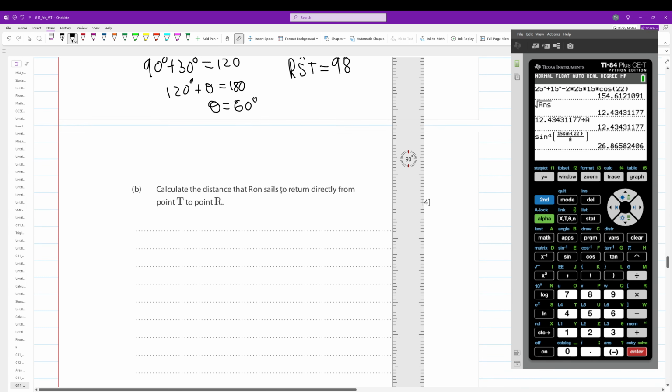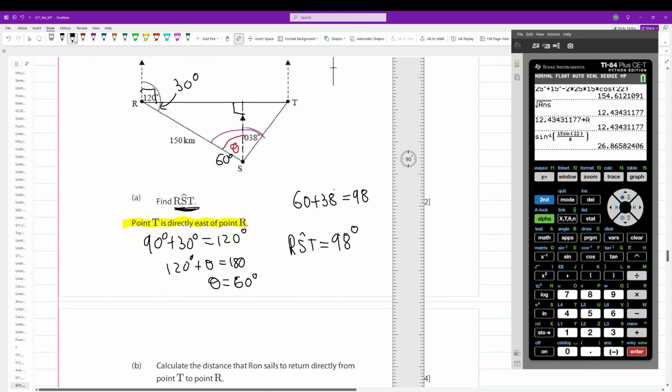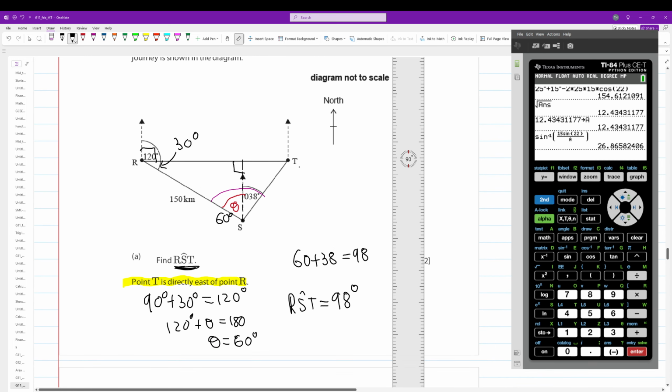Calculate the distance that Ron sails in 1 minute. Quick gut check. Does that make sense for this to be 98 degrees? Yes, it does. It fits with our common sense. So that's okay.